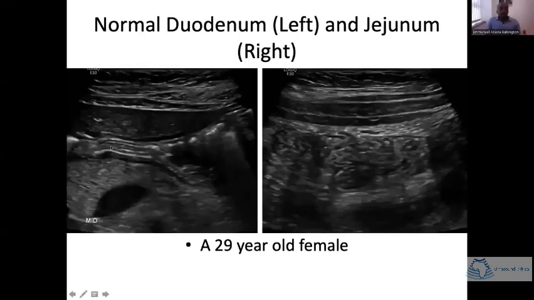And that's a normal ultrasound appearance of the duodenum. This type of view shows the pylorus, and then the jejunum. You can see around here, you have the head of pancreas, left of the liver. So this image was taken right on the epigastrium.